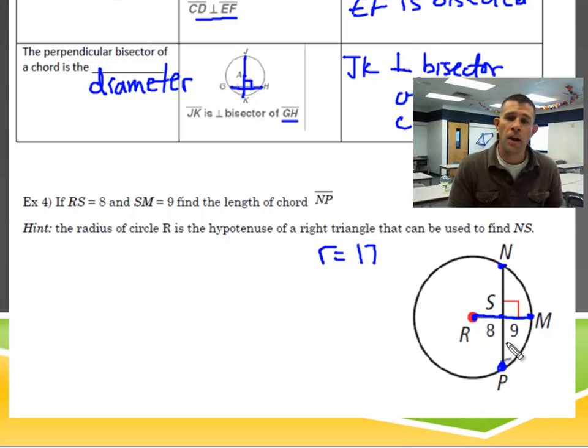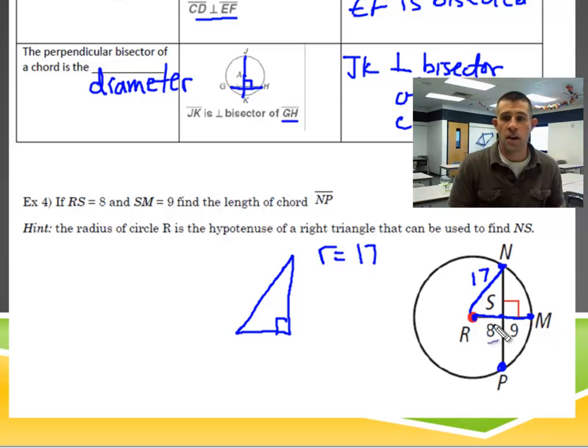So I can draw another radius here to help me out. I'm going to draw the radius RN. So any radius is also going to have the same value. Therefore, RN is going to be equal to 17. In a sense, what I've just done is I've created a right triangle. I know that this is perpendicular because RM is a radius, it's half the diameter. It's perpendicular to my chord, therefore it's bisecting that chord. So SN is congruent to SP.